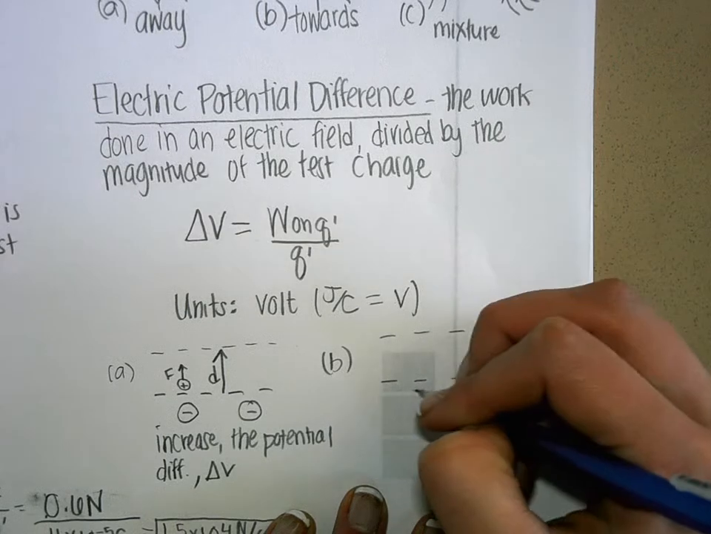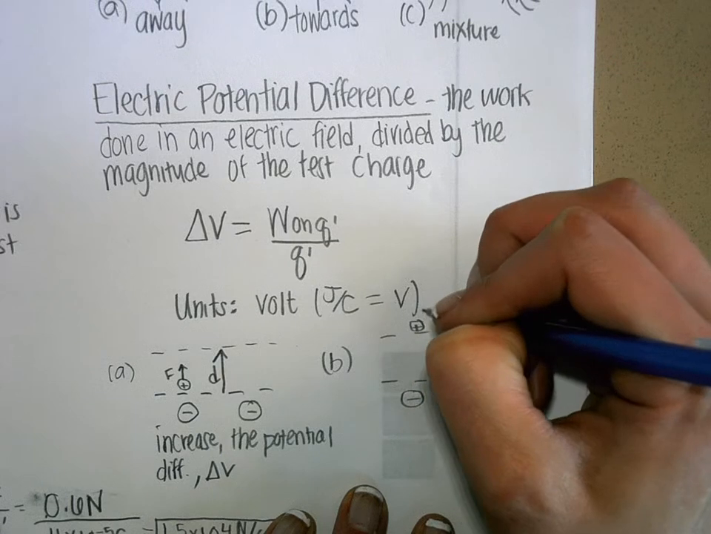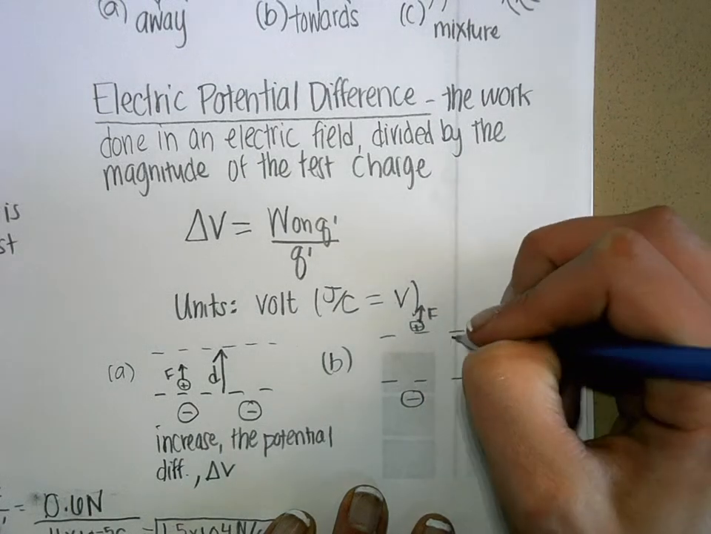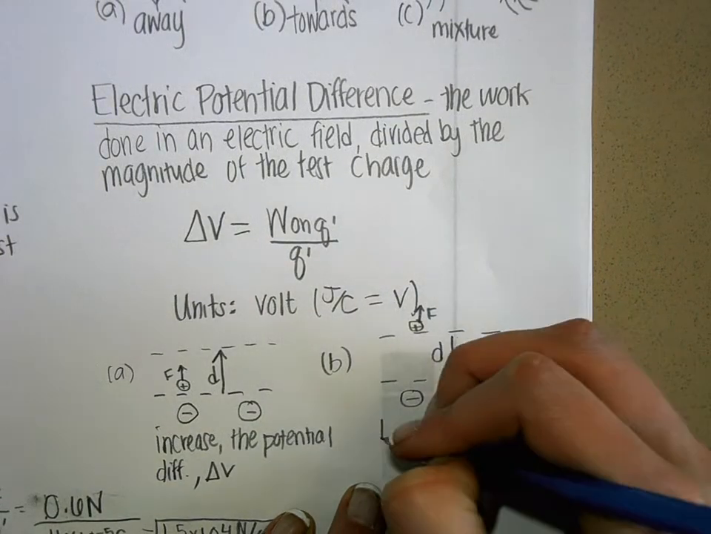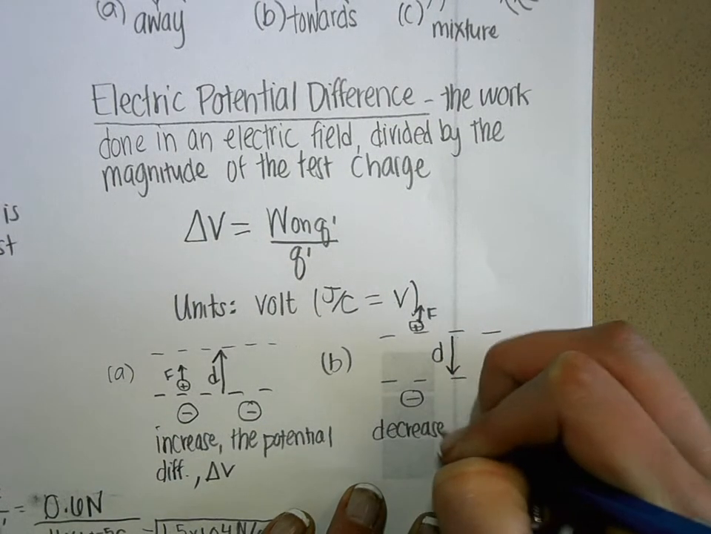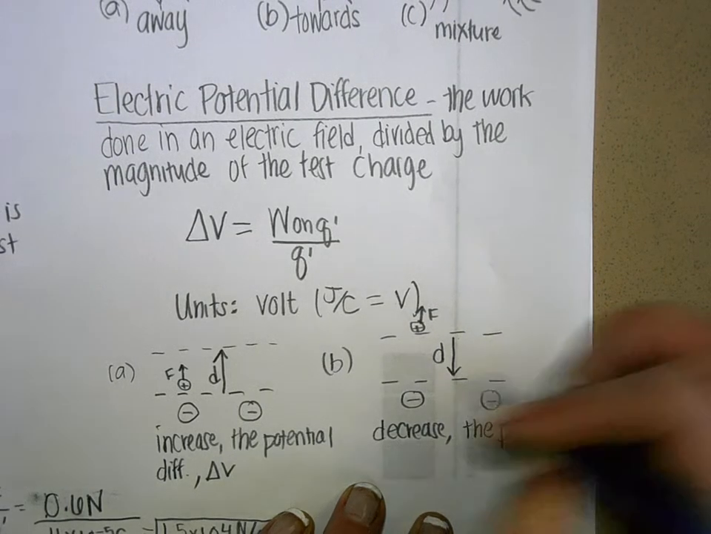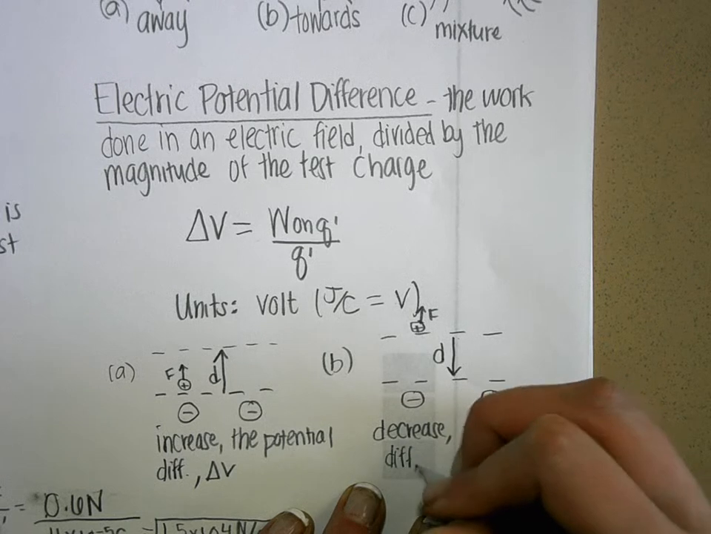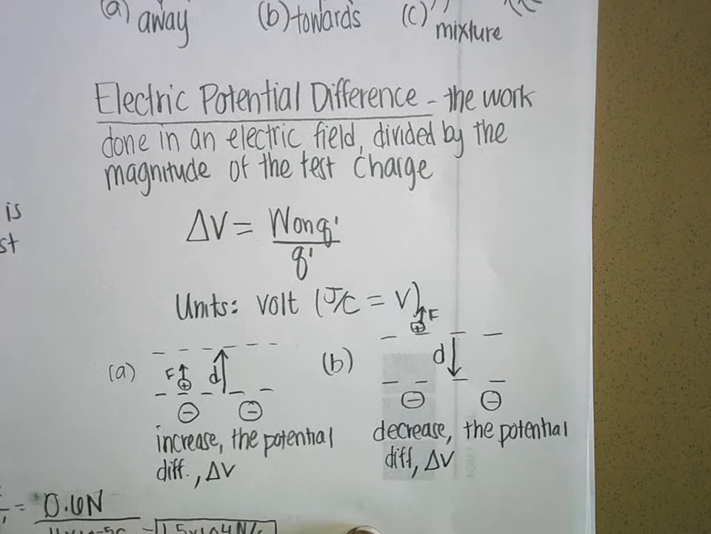So again, I have two negative charges, then I have my little positive test charge up here, and I'm going to move it a certain distance towards the negative charges, and this one is going to decrease the potential difference, which is just delta V. So I will do an example problem from your book on one of these. This one is on page 491.